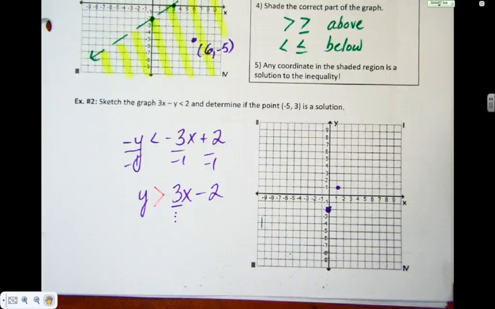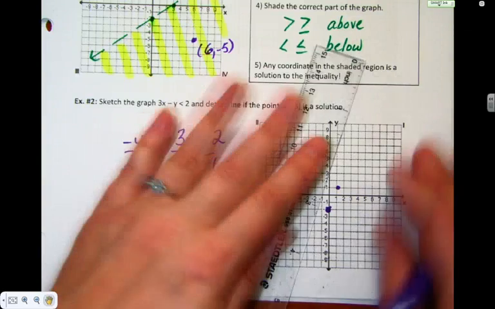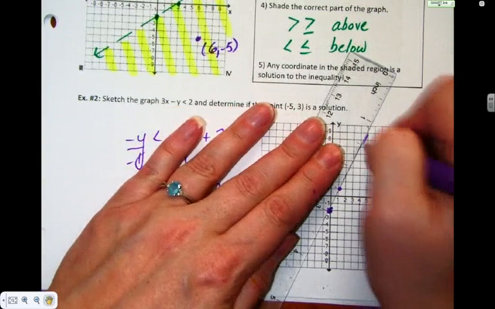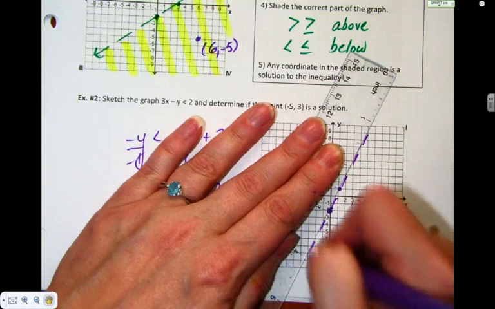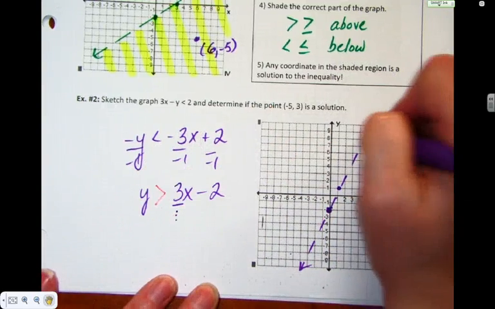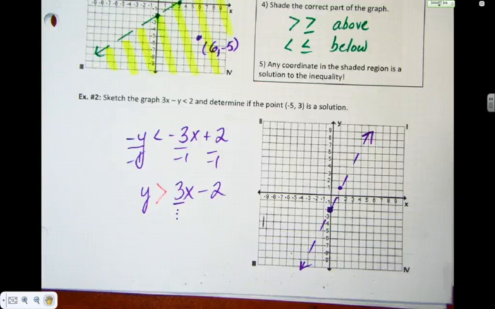So you need to pause and just think, what kind of line am I using? Solid line or broken line? Broken because it's not or equal to. No, remember we called it dashed in the last one? Dash, broken, same thing. That's right on step 3 in the notes.